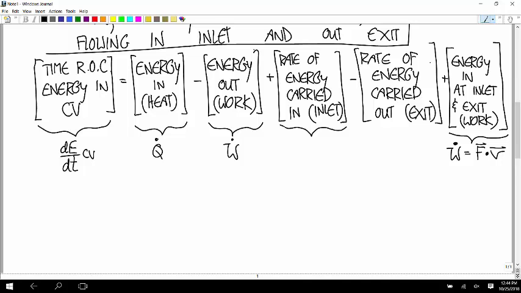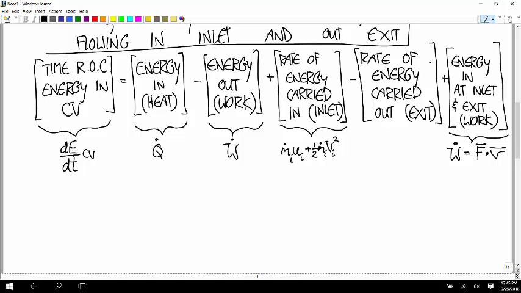Well, that's going to be the energy that these particles coming in the inlet have, made up of internal energy and kinetic energy and potential energy. We can think of this as the mass rate at the inlet times the internal energy at the inlet. That's the total internal energy flowing in at the inlet, plus 1/2 times the rate of mass flow at the inlet times the speed squared at the inlet.